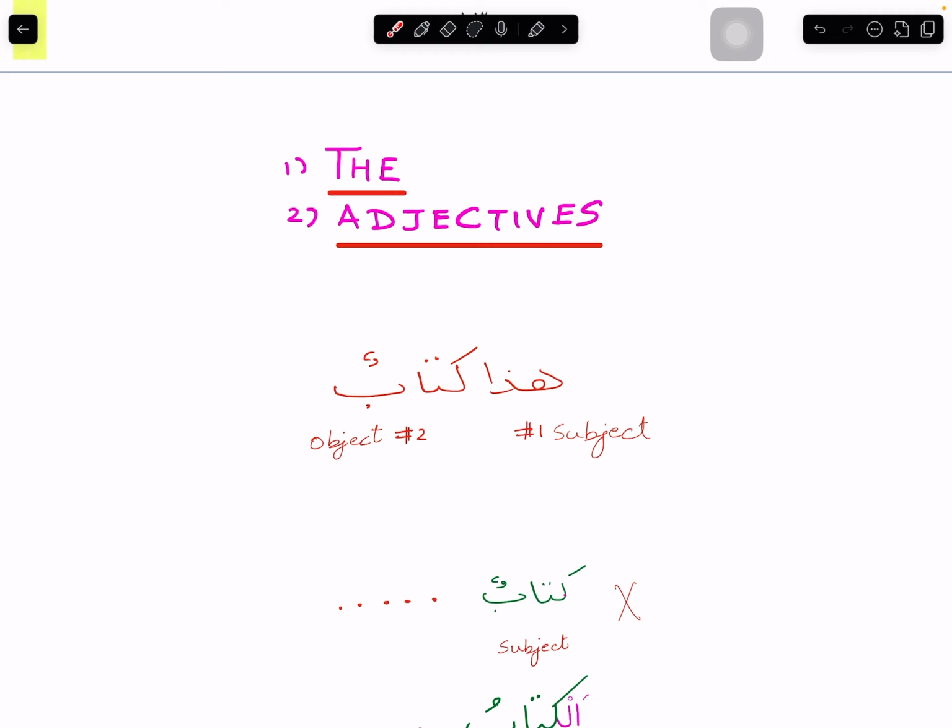Today we are looking into two important concepts. These two types of things that I'm going to teach you are going to be very useful for you in order to understand a lot of sentences at the same time and to make a lot of sentences. The first one is "the". How to use that in Arabic and when we want to use that. So we'll look at some examples of that. And along with "the", we'll also look into another important thing which is called adjectives.